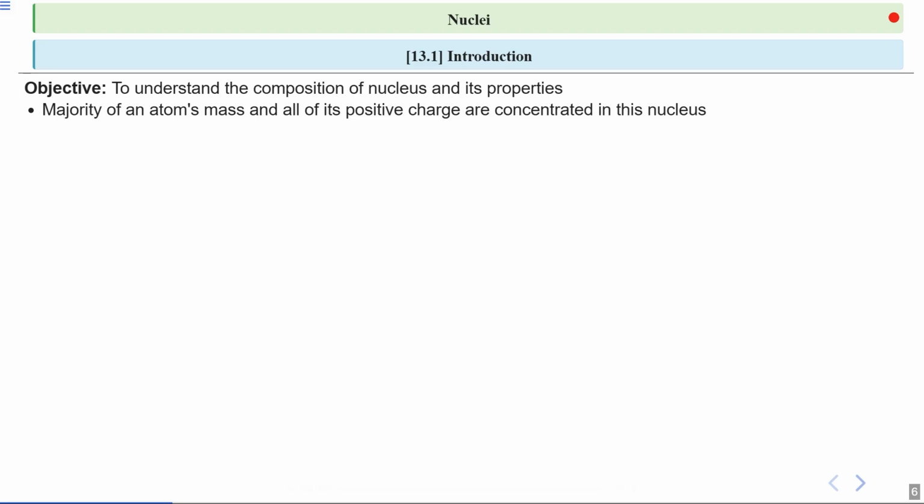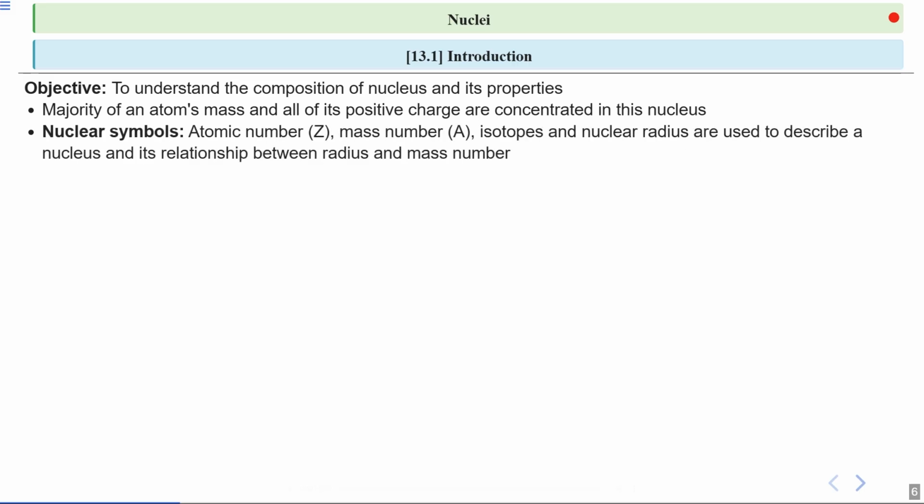Now notice that most of an atom's mass and all of its positive charge are packed into the nucleus. This means that even though the nucleus is extremely small compared to the whole atom, it holds almost all the weight and the positive charge. This concentration of mass and charge is what gives the nucleus its unique properties.